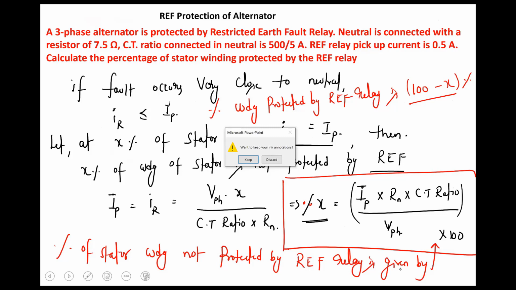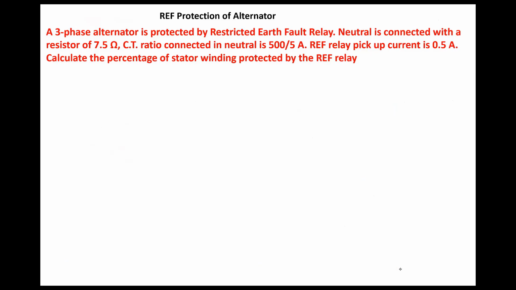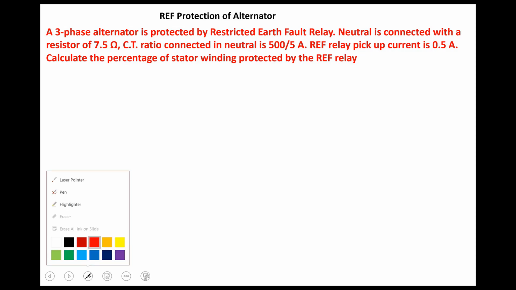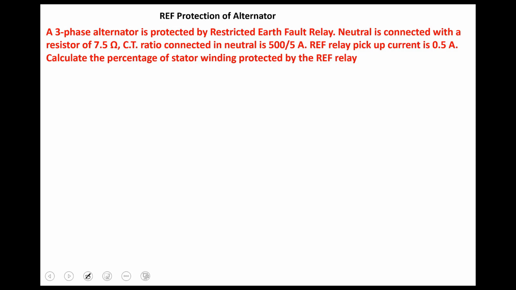Now try to solve this problem. What is given: a three-phase alternator is protected by restricted earth fault relay. Neutral is connected with a resistance of 7.5 ohm. CT ratio of the neutral connected is 500/5. REF relay pickup current is 0.5 ampere. Calculate the percentage of stator winding protected by the REF relay. Understand?